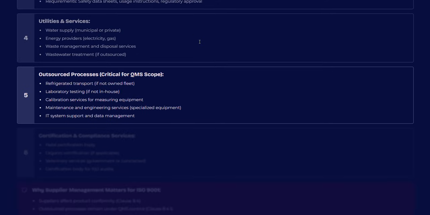Fifth on the list, we have outsourced processes, which are critical for our quality management scope. That includes refrigerated transport. If we are not having it in-house, it has to be outsourced. Laboratory testing, if we don't have it in-house, has to be outsourced. Calibration services for measuring equipment. Maintenance and engineering services for specialized equipment. We have IT system support and data management systems.